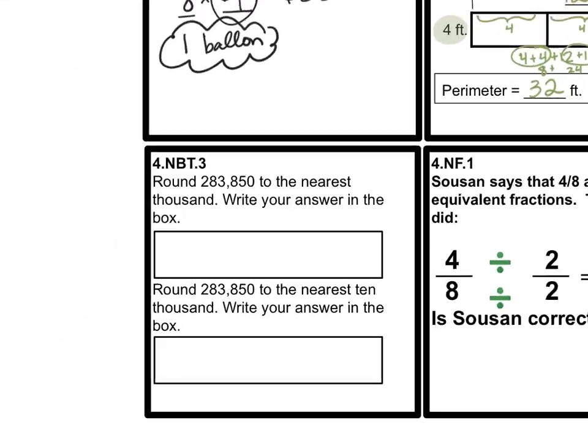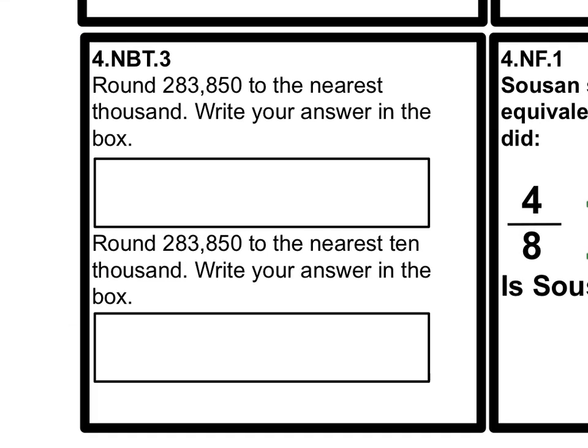Okay. Next one, rounding. You need to round 283,850 to the nearest thousand. Write your answer in the box. Keeping in mind that the thousands place is this 3 right here. So when I'm looking at this 3, it is going to look to the 8 to tell it what to do.